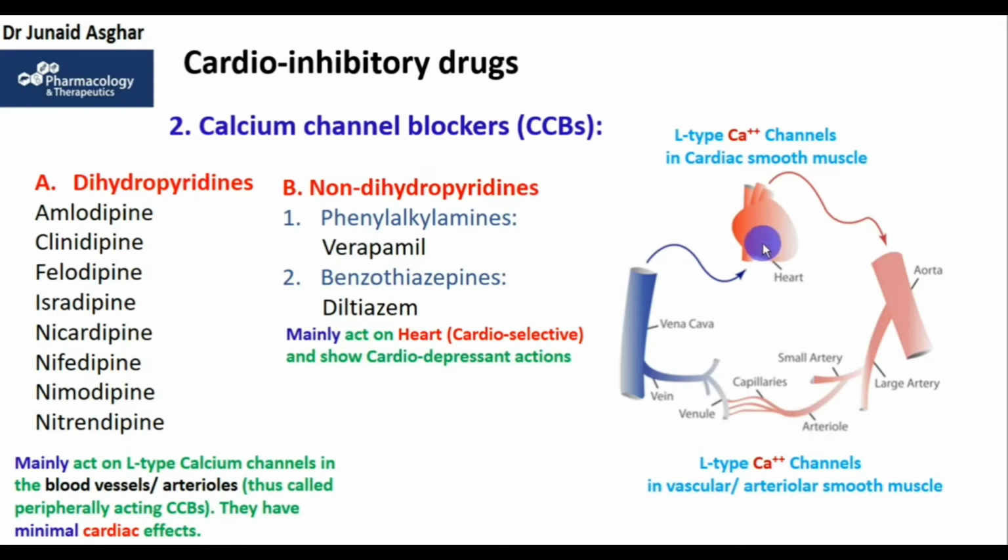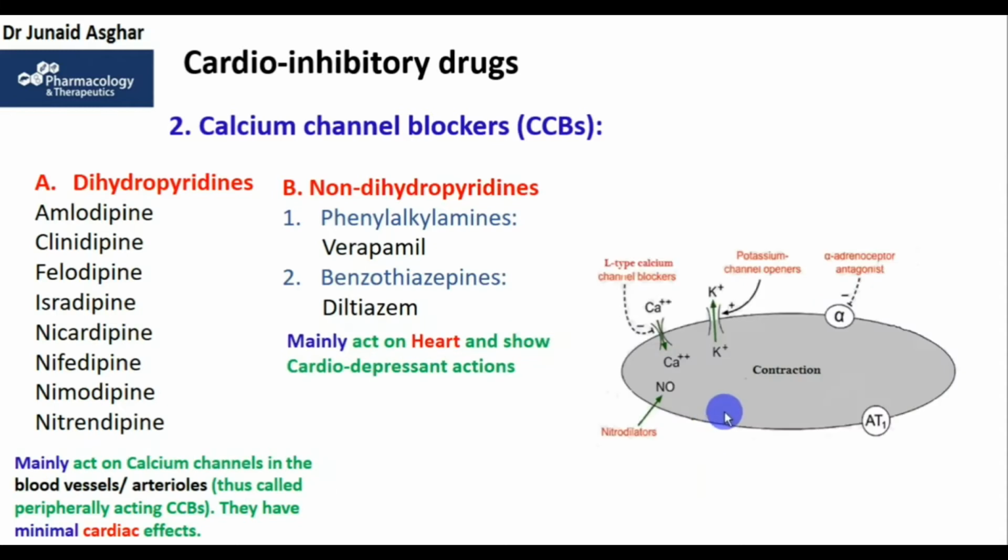Now the L-type calcium channels present in the heart are mainly located in the cardiac muscle as well as the sinoatrial node and atrioventricular node. This is a cardiac muscle cell and this is the L-type calcium channel. The main function of this calcium channel is to promote the influx of calcium into the cell, and you know calcium is a contractile element, and this will thus stimulate cardiac muscle contraction.